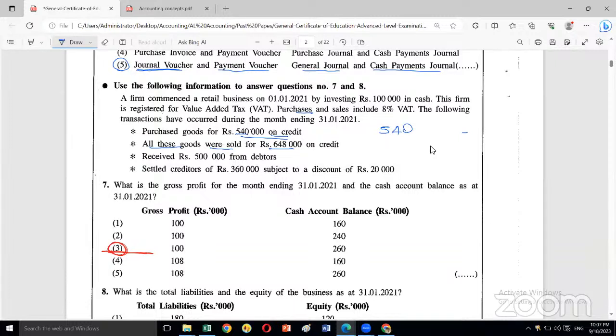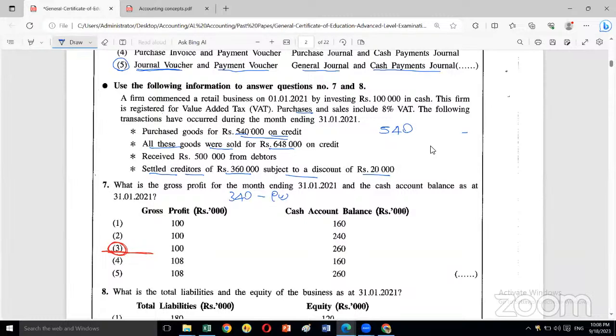Okay, after that here you can see settle the creditors 360 subject to a discount of 20. Already I said you totally I am liable to pay 360. In that 360, I got a discount of 20,000, meaning how much would I have actually paid? I would have paid 340 as cash.